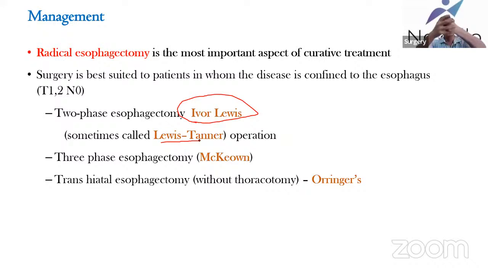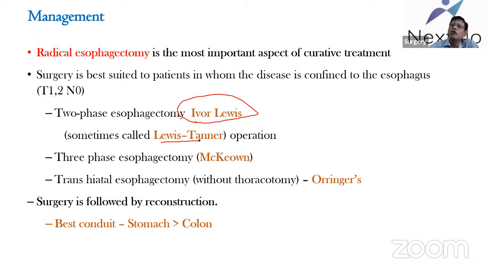Surgery is followed by reconstruction because this area has been removed and we need to make it continuous. What we may do is pull up the stomach and anastomose it with the esophagus, or we may bring another anatomical structure like the colon and interpose it between these two areas. The best conduit for reconstruction of the esophagus is the stomach itself, followed very closely by the colon. Suppose we have removed the stomach also, it is not available to us. If there was a longitudinal spread, in that scenario gastrectomy too was done, esophagectomy plus gastrectomy. Then to interpose between these two areas, the best option is colon.